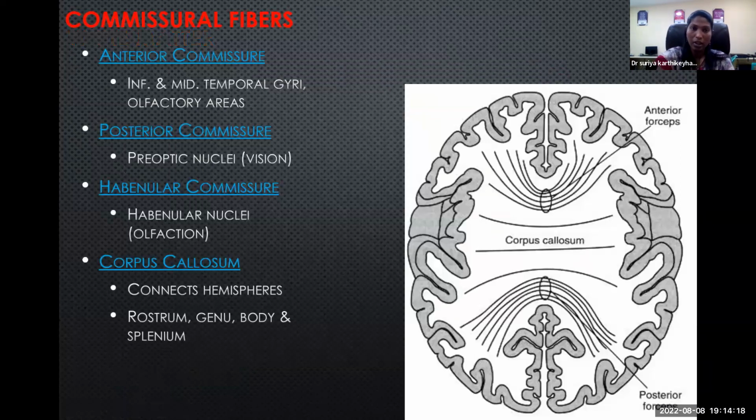Commissural fibers can be divided into anterior commissure, posterior commissure, habenular commissure, and corpus callosum. The largest commissure, as we have seen, is the corpus callosum. Its parts are rostrum, genu, body, and the splenium. The anterior commissure connects the inferior and the middle temporal gyrus. The posterior commissure is present in the preoptic nuclei. These are mainly theory, but you have to know about these things. There are 4 types of commissural fibers: anterior, posterior, habenular commissure, and corpus callosum. But the corpus callosum is very important, and you have to learn about it.